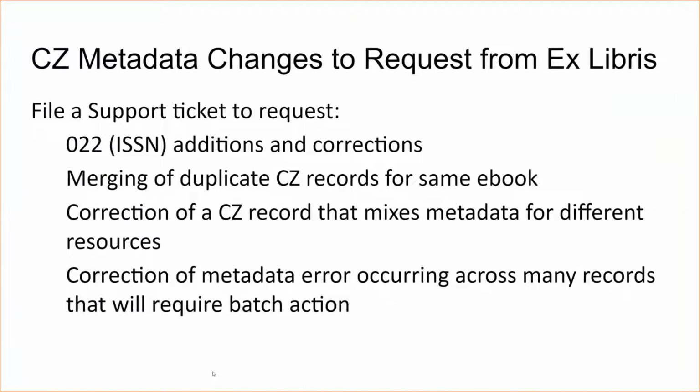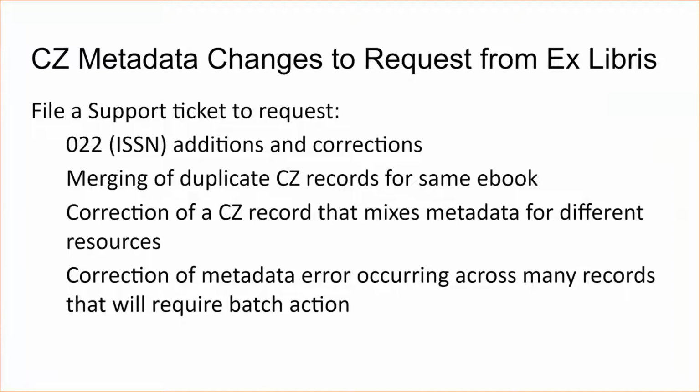So there also are some CZ metadata changes you should request from Ex Libris by filing a support ticket. And here are some examples of common cases where filing a support ticket is the best way to proceed. First, 022 ISSN additions and corrections. If you notice a CZ record is missing an ISSN and you know that valid ISSN, or if a CZ record ISSN is incorrect, you should report it to Ex Libris so they can look into it and make the correction if necessary.